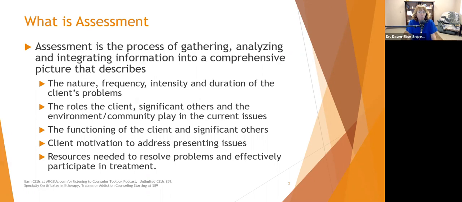And we need to know what resources they have and what resources they might need in order to resolve problems and effectively participate in treatment. We need to look at, what can we build off of and what resources do we need to link you to.